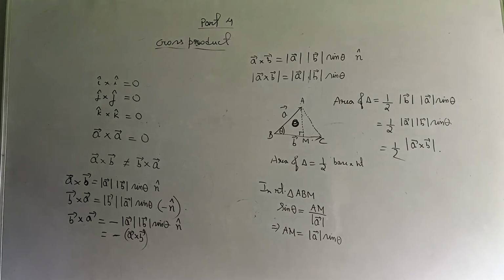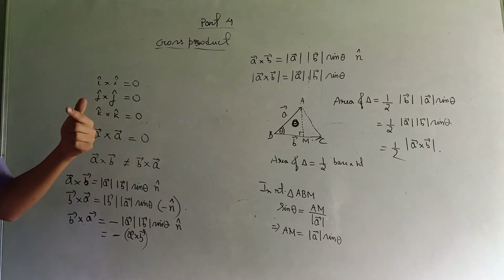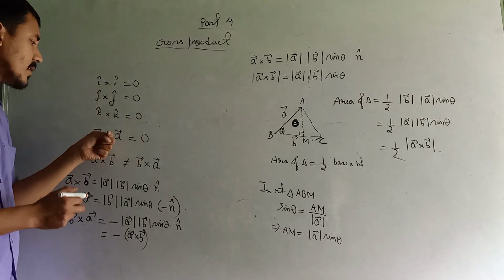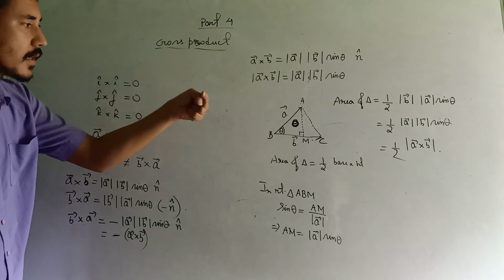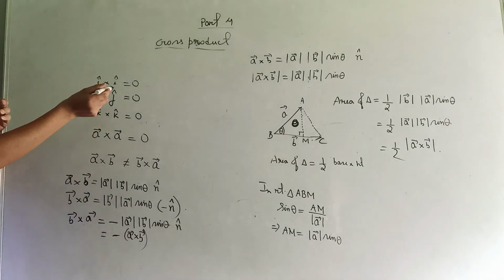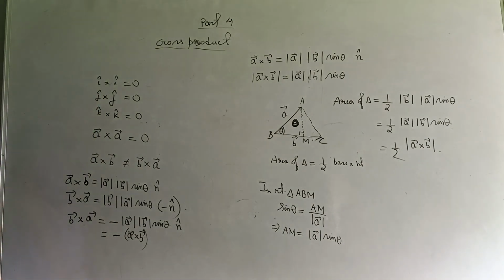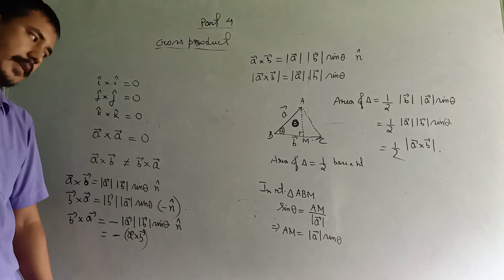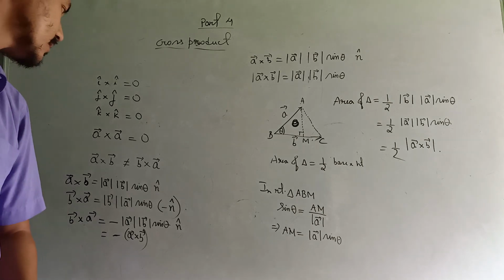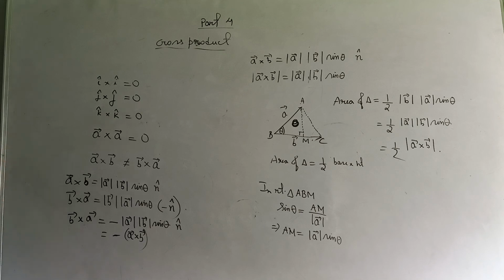Is it okay? So their magnitudes are equal. A cross B and B cross A, their magnitudes are equal, but they have opposite direction. If A cross B has direction perpendicular outwards, then B cross A will have direction perpendicular inwards. So they are all together now 9 derived results.